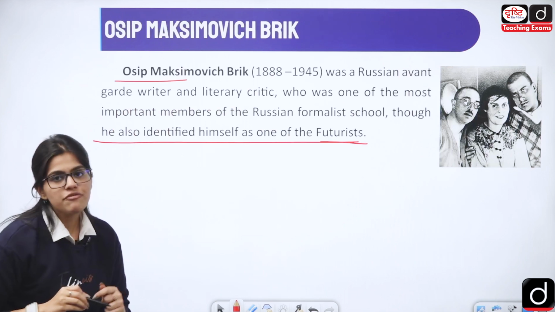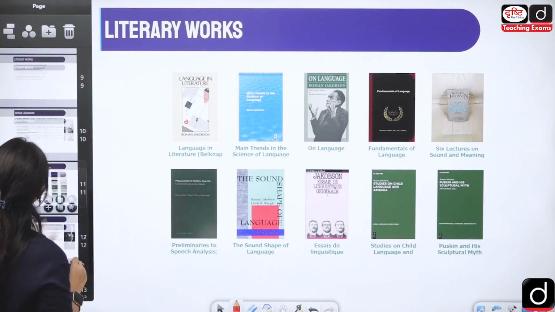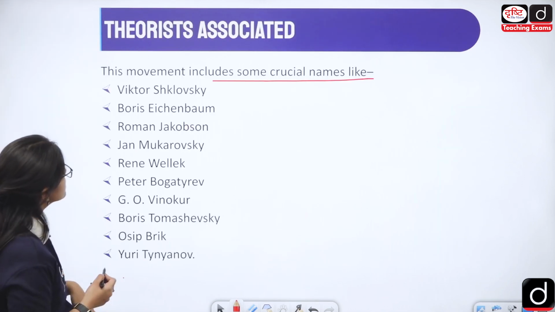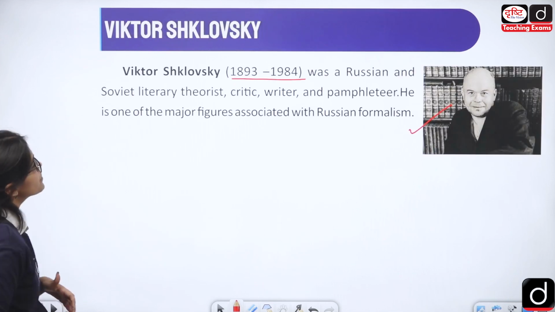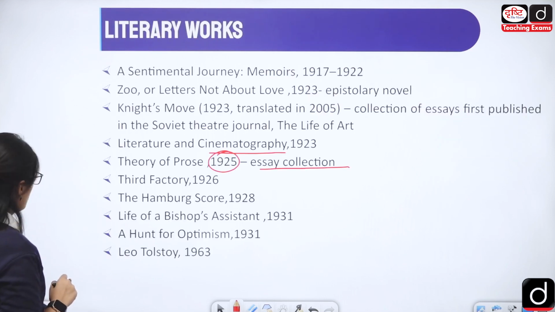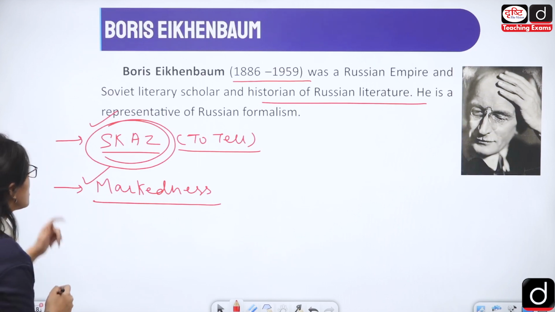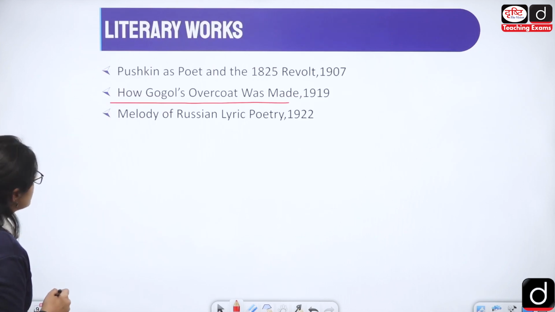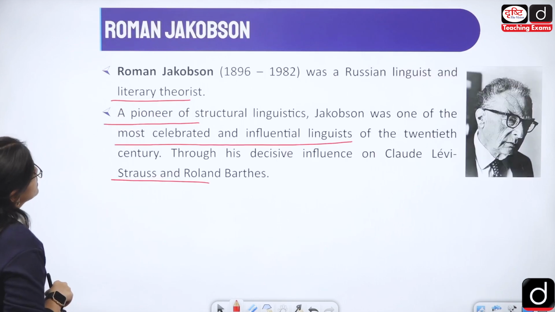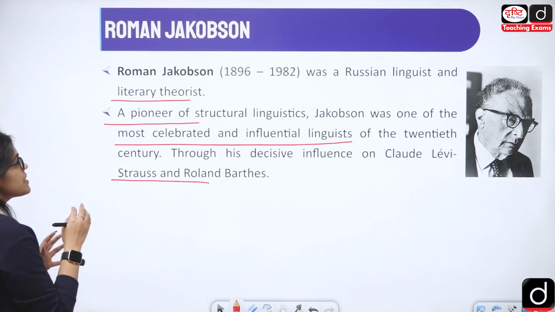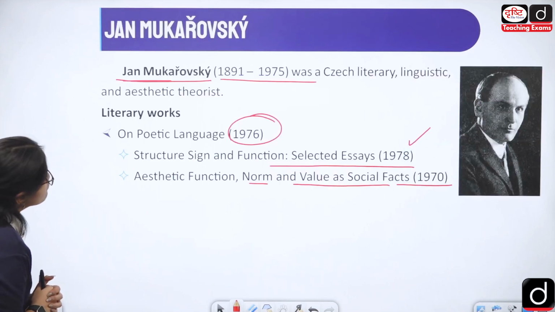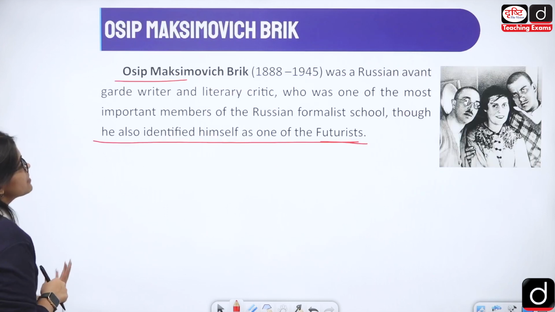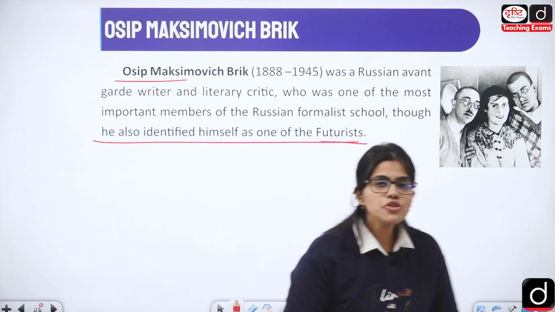So he's also an important Russian formalist theorist. Let us quickly see who all are the various figures associated with it. These are the crucial names that you have to remember. In this video, we discussed Victor Shklovsky and the works associated with him. Then Boris Eikhenbaum, where we discussed the terms that he has given, scars and markedness, and his literary works, the most important being How Gogol's Overcoat Was Made. Then you have Roman Jakobson, who is someone we will be discussing in greater detail, and the works associated with him. Then we have Mukařovský, who is associated with foregrounding. And then we have someone who talked about futurism, Osip Brik.